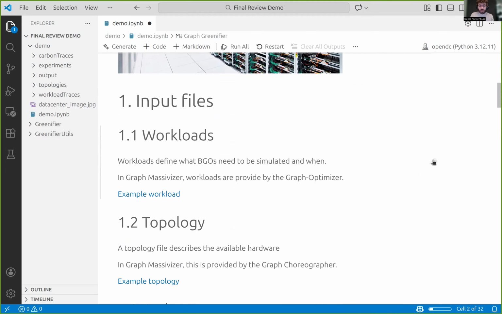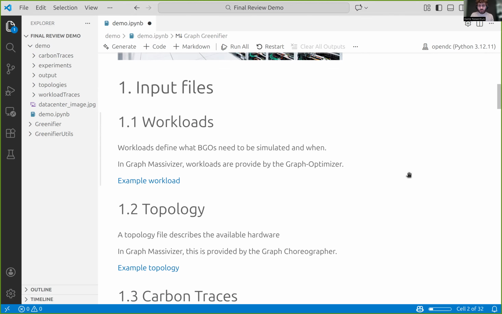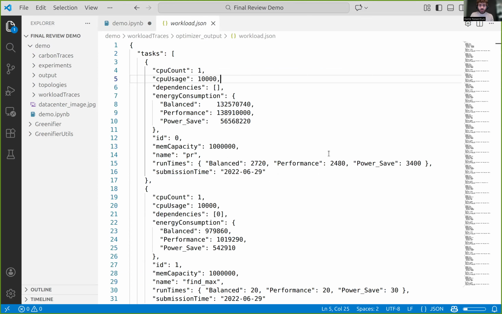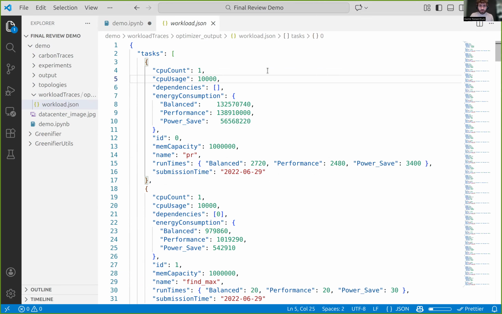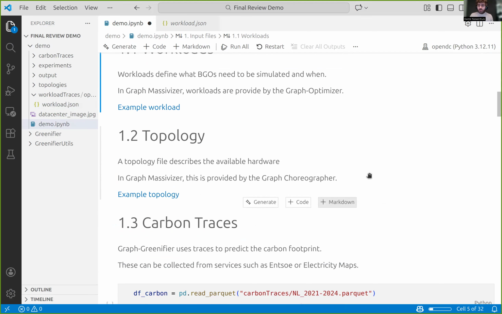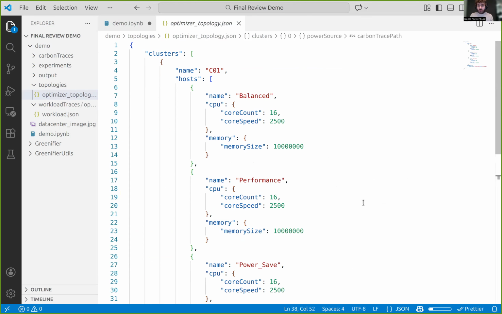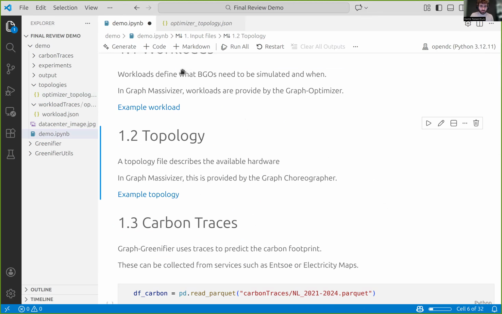First, we need a workload that defines which PGOs need to be simulated and when. This in the Graph-Massivizer project is provided by the Graph-Optimizer and is provided in terms of a JSON file, which provides us with the information on which task needs to be executed, how long they will take, their energy usage, etc. Next, we need a definition of the available hardware. This is provided by the graph choreographer in the form of a JSON file. The JSON file provides us with which types of hosts are available, their core count, core speed, etc.